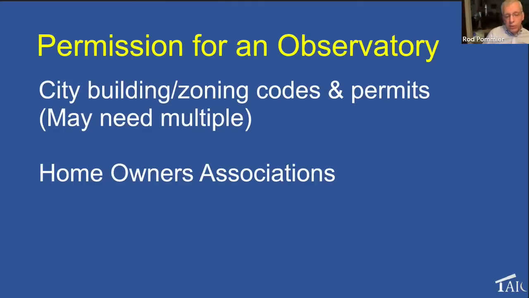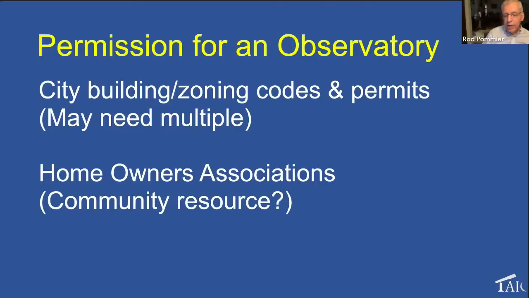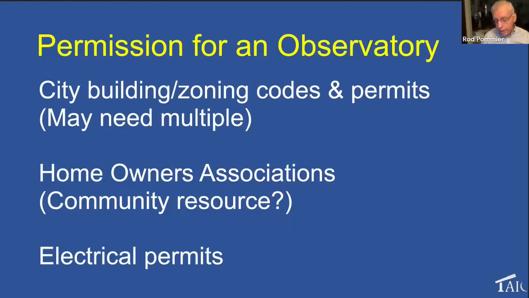Now, I can give you one clue that I found was helpful, and that is if you're willing to offer your observatory to be a community resource, it can greatly increase the odds of a successful application. If you're near a grade school or a high school, or you have some Boy Scout, Girl Scout troops in the neighborhood, if you offer to hold an astronomy night or a stargazing party for those groups, it can greatly increase the chances that your permit will be granted. And if you're going to run power out to the observatory, which most of us would, you're going to need electrical permits.